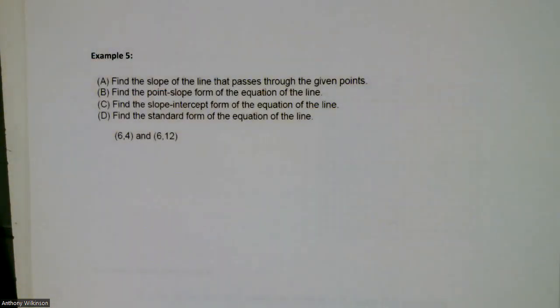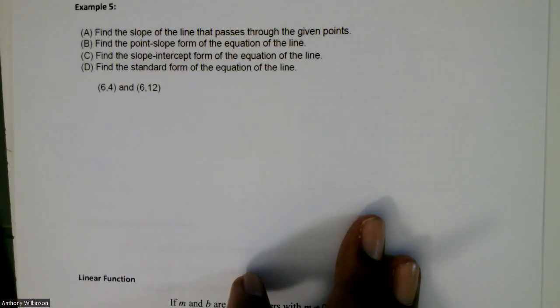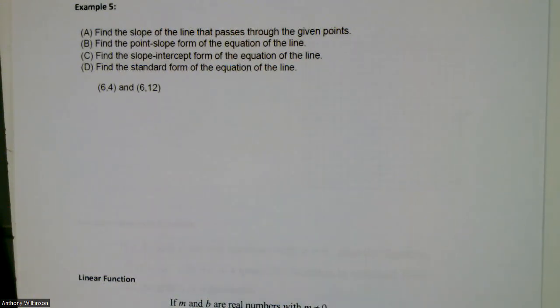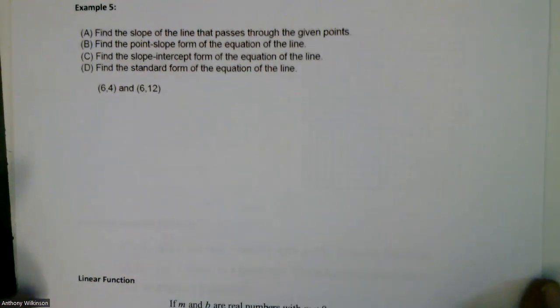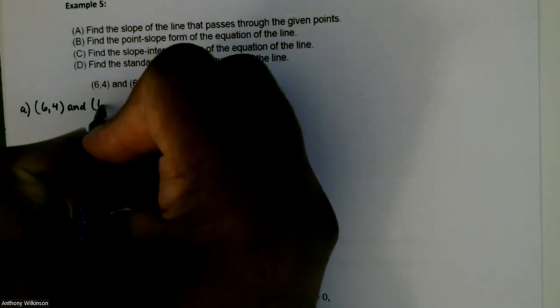All right, here's another example. You want to find the slope of the line passing through the given points, find the point slope form of the equation of the line, find the slope intercept form of the equation of the line, and find the standard form of the equation of the line. Here I got the points 6, 4, and 6, 12. So it's part A, 6, 4, and 6, 12.